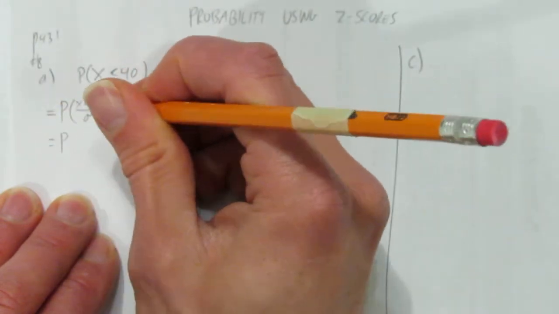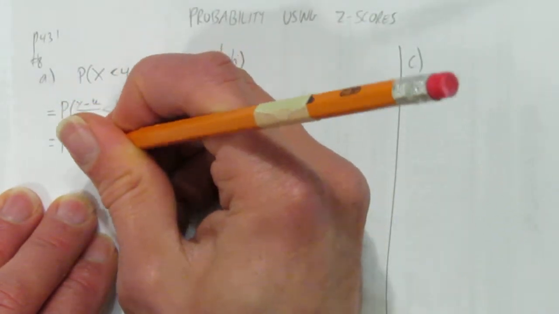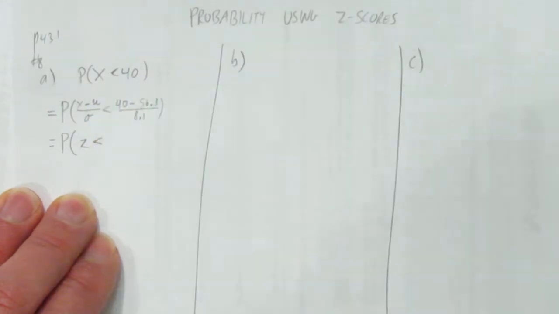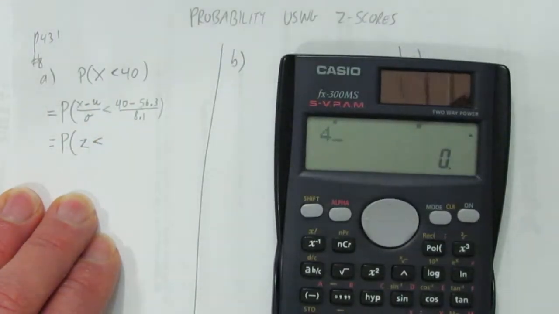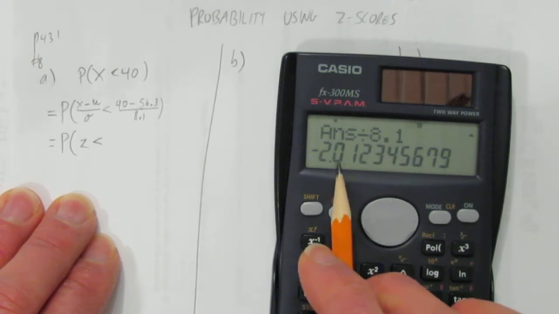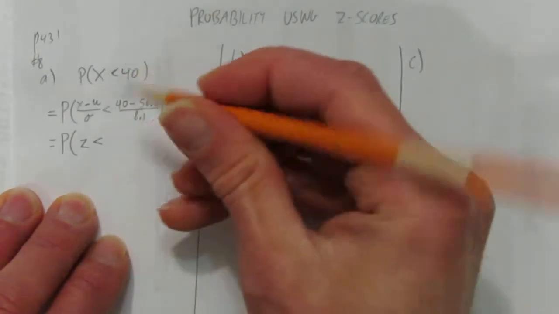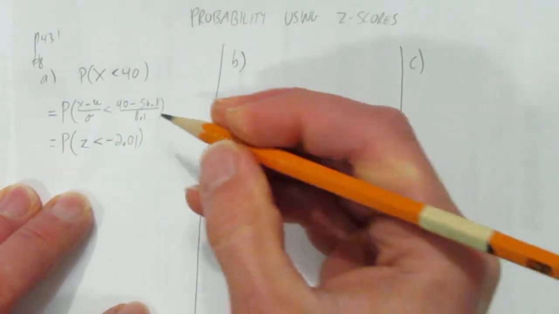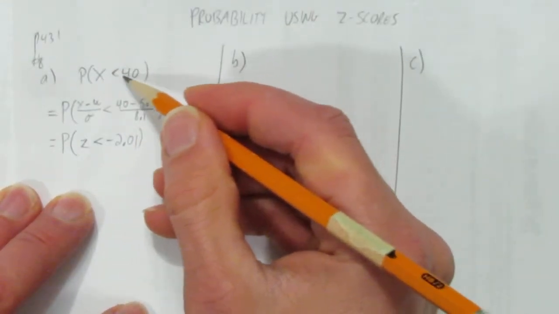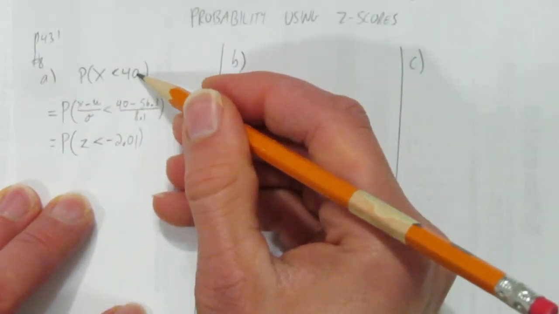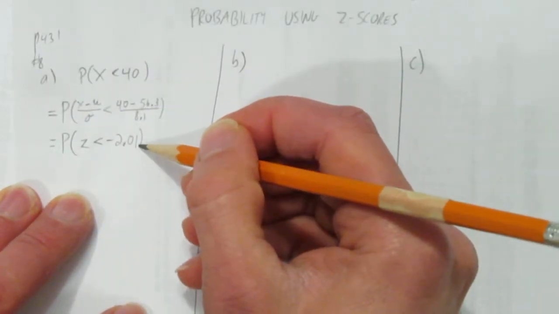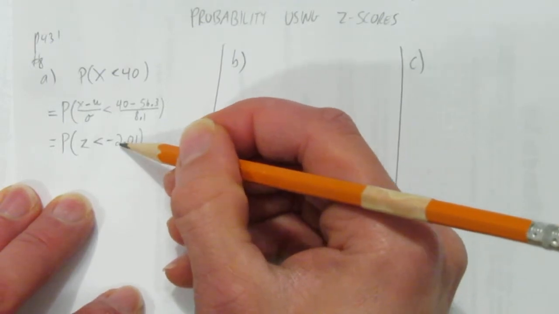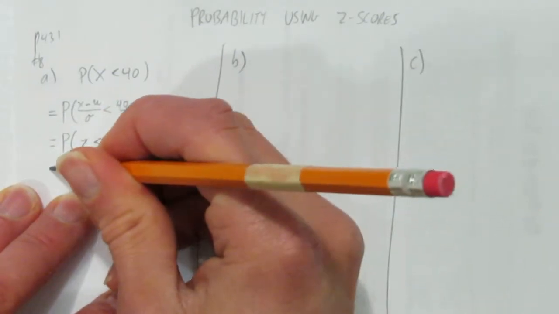So this probability is the same probability as the z-score being less than 40 take away 56.3, then divided by 8.1, and you get negative 2.01. We use 2 decimal places, because that's what our z-score table has. If you look this up on its own distribution, we'd have to make that distribution, which would take forever. Instead, we can just transform it to our base distribution, our z-score table, and look up this number, and that number will be the same number.